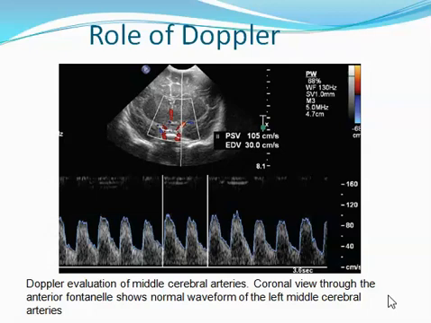Now, spectral Doppler also plays a very important role in the diagnosis and follow-up of brain damage secondary to ischemia, hemorrhage, infection, developmental disorders, and other pathologies.